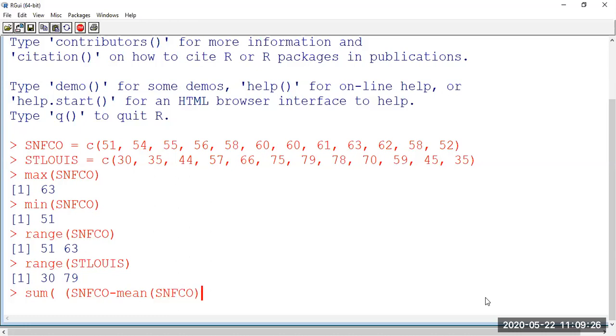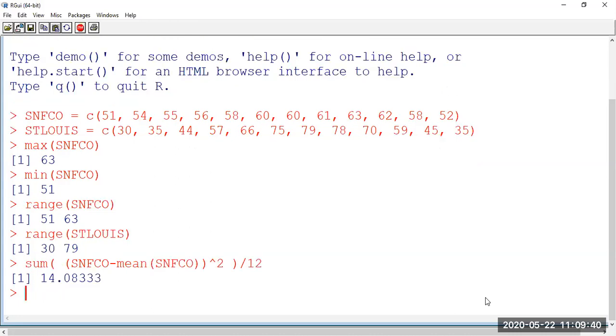So, and then we're gonna square this. And then we're gonna add everything. So we sum all those differences and we divide by 12, which is the capital N. So we're gonna get 14.083. So that is gonna be sigma square. It's gonna be 14.0833. So that's the variance of the temperatures. So let's continue with our work.